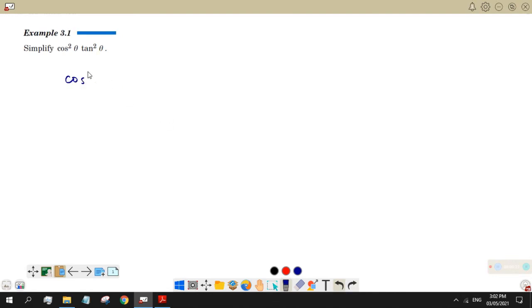So using our knowledge about the trigonometric function values, we know that, so as is pa rin to, cosine squared theta times si tangent squared theta, this can be written as sine squared theta over cosine squared theta.